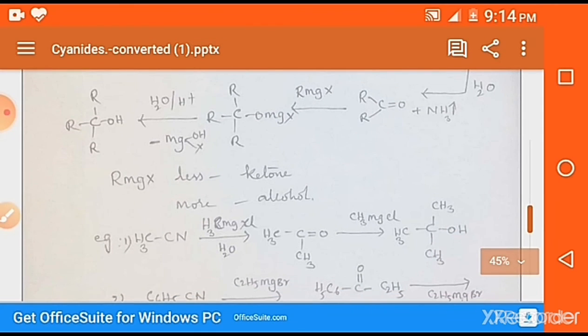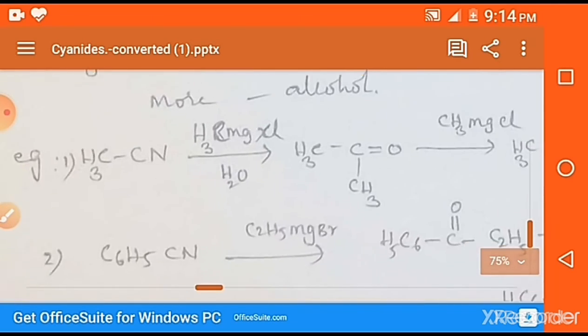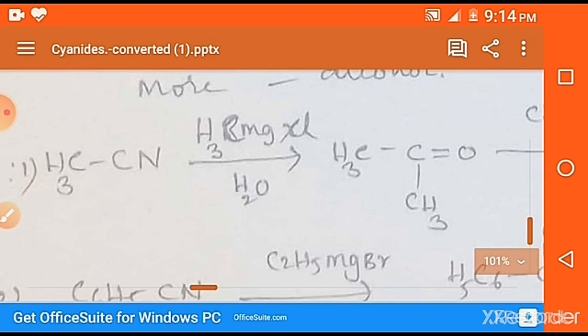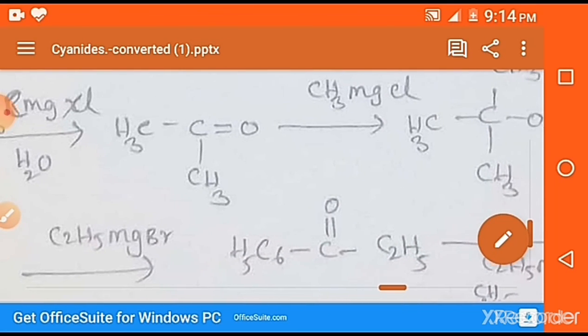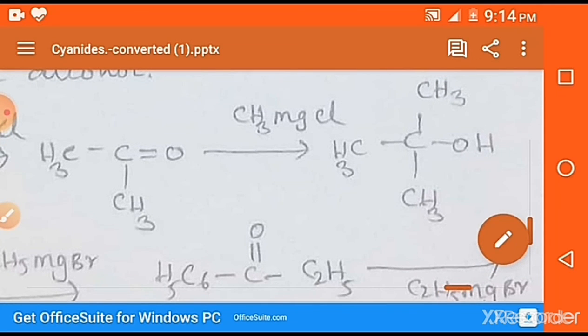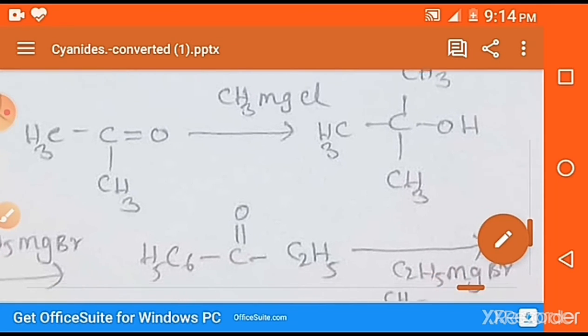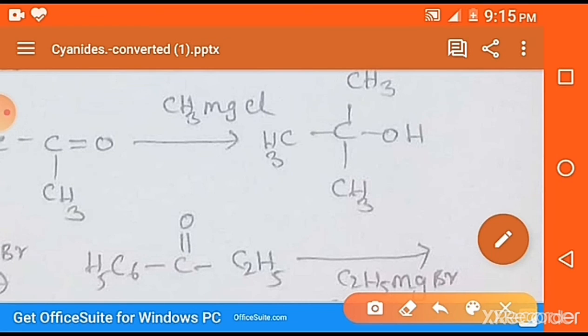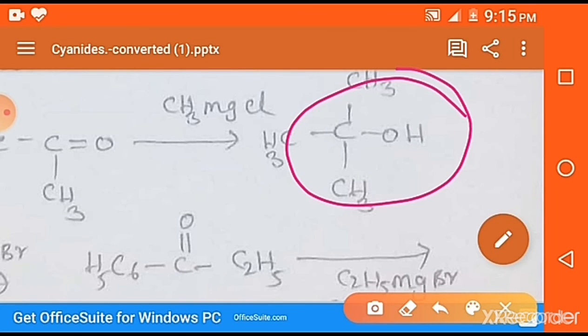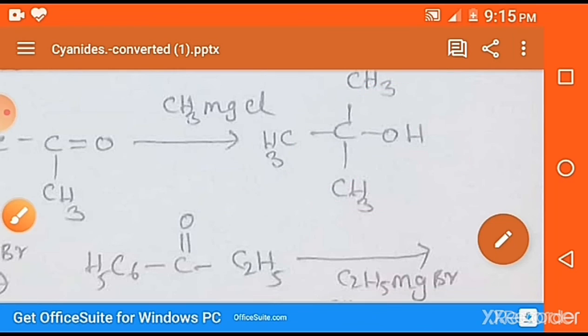For example, you see methyl cyanide on reaction with methyl magnesium chloride gives acetone. This in turn, on reaction with the Grignard reagent followed by hydrolysis, gives a tertiary alcohol. What is this? Tertiary butyl alcohol.